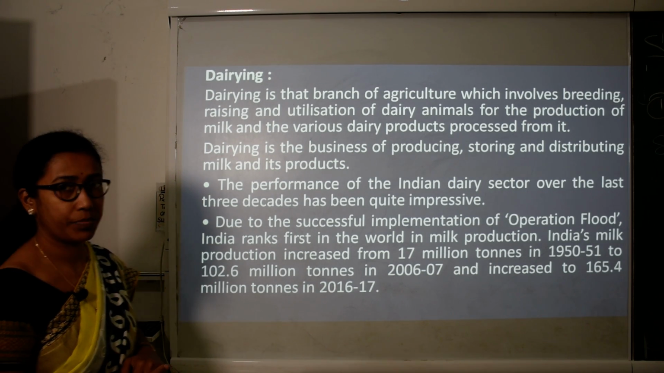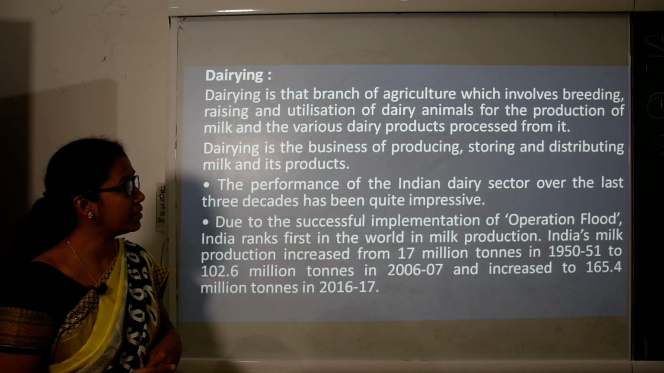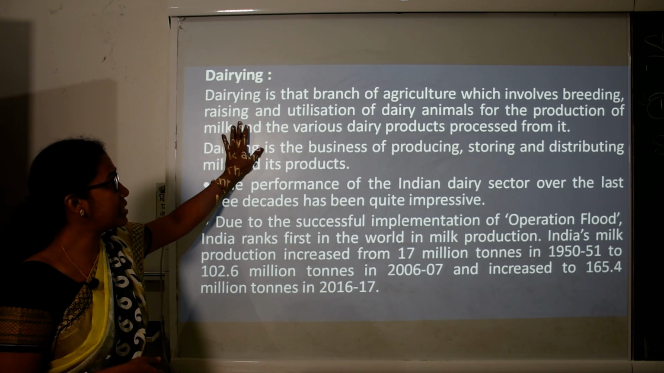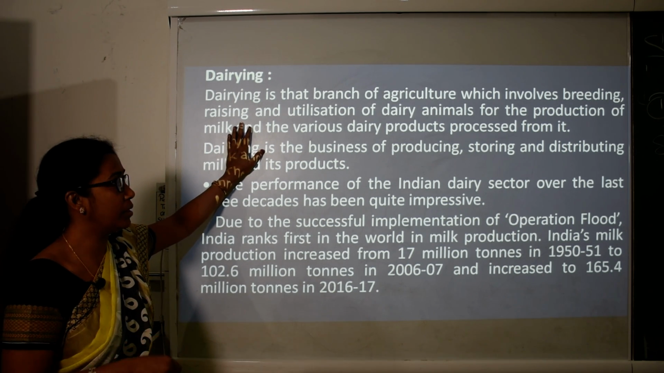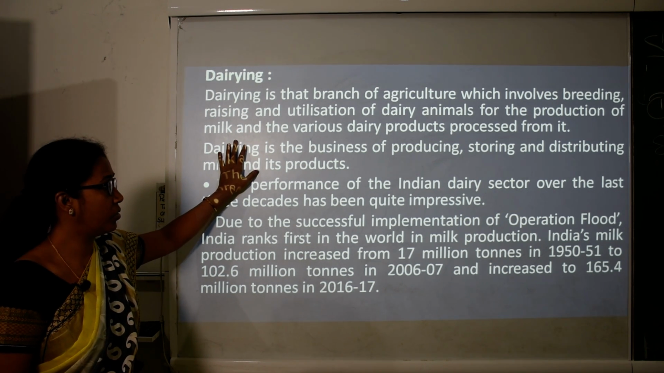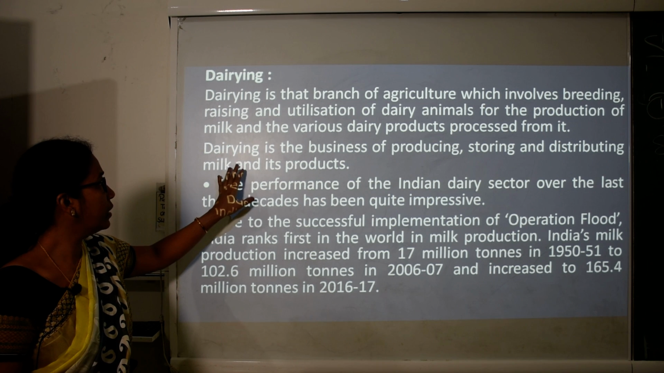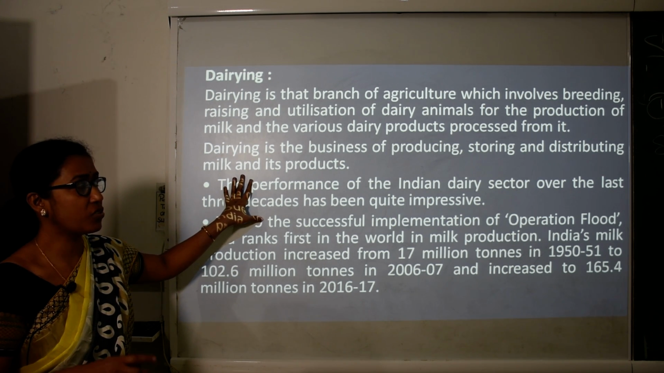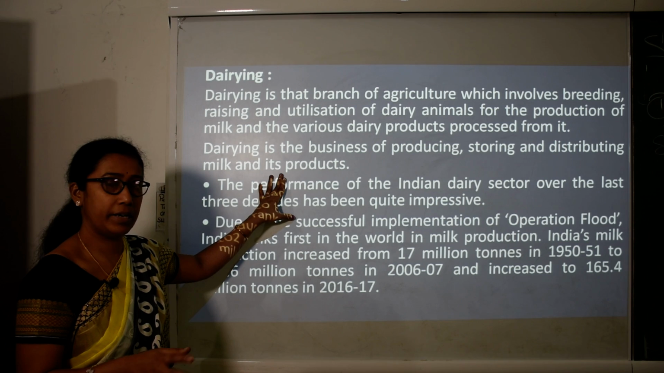Second is dairying. Dairying is that branch of agriculture which involves breeding, raising and utilization of dairy animals for the production of milk and various other dairy products, or products which are made from milk. So it is the business of producing, storing and distributing milk and its products.